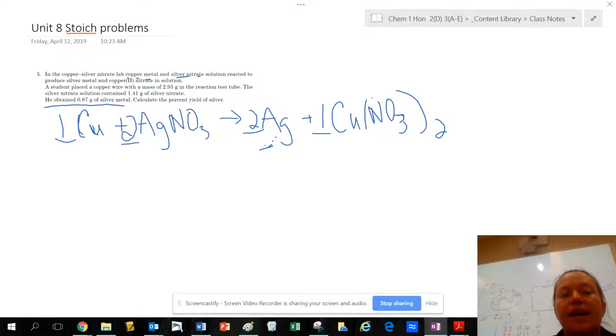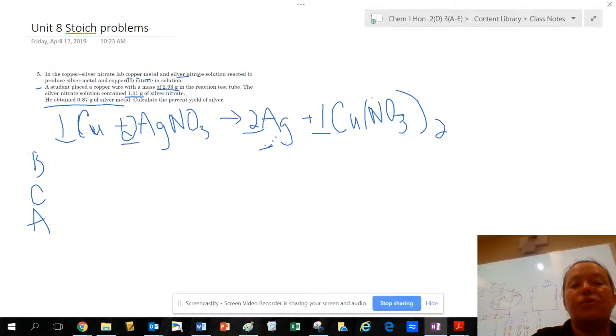So when I see I've got 2 reactant pieces of information, and I'm not being told who is the limiting reactant and who's the excess reactant, that tells me I need to do a BCA table right off the bat, to figure out who's limiting and who's in excess. So I'm going to set up my BCA table, and I'm going to take my grams of copper and my grams of silver nitrate.